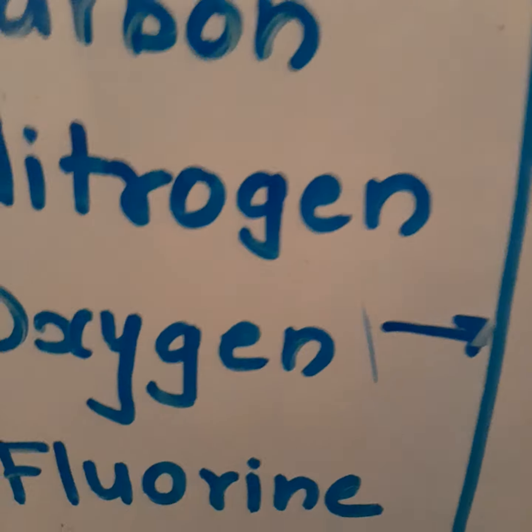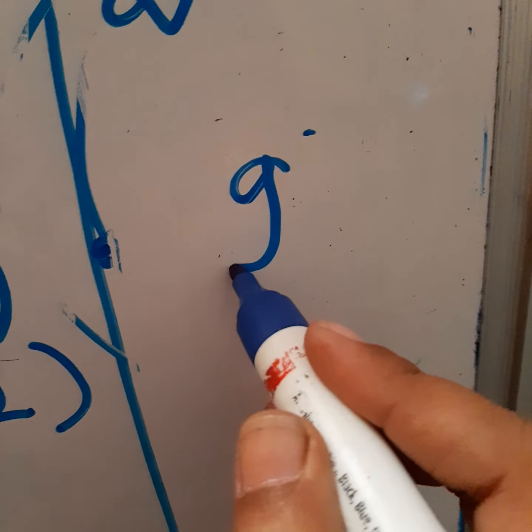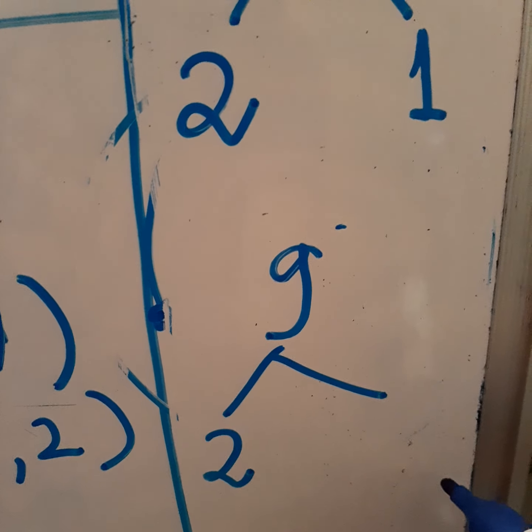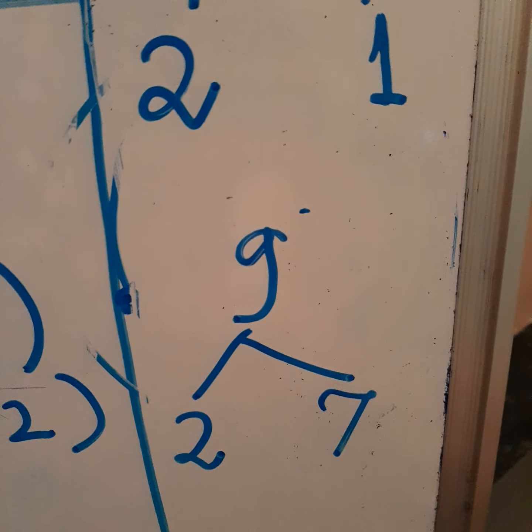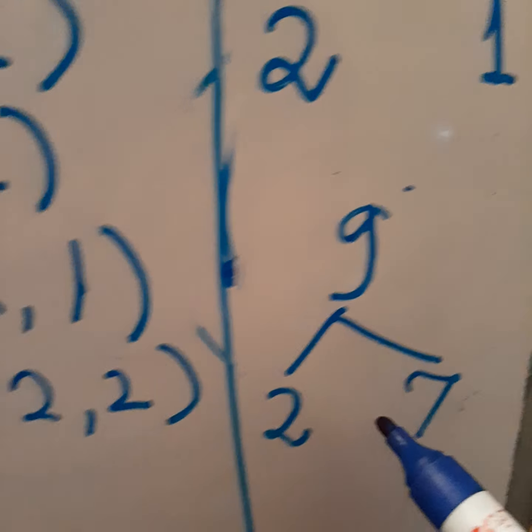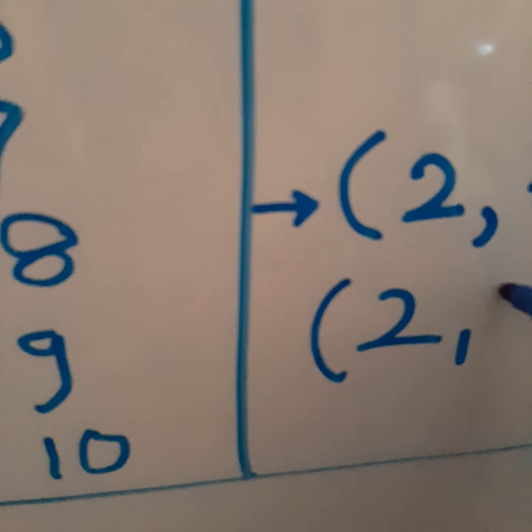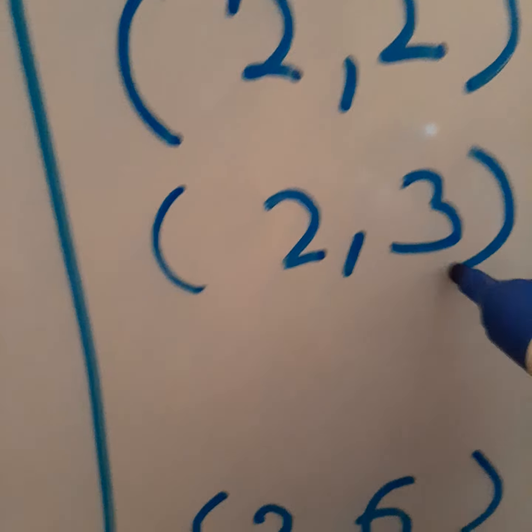Now I will take fluorine. Fluorine has atomic number 9. Out of 9, 2 electrons will be accommodated in the first shell. How many will be remaining? 7. So 7 electrons will be accommodated in the next shell. So the electronic configuration of fluorine will be 2, 7. In this way, the electronic configuration of boron, having atomic number 5, will be 2, 3.